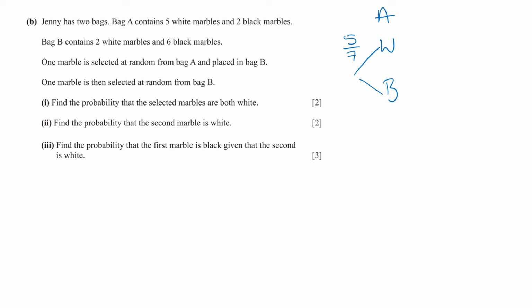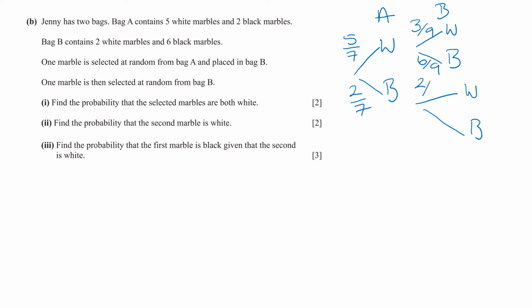From bag A, we're going to select either a white marble or a black marble. 5 white, 2 black. We then go to bag B. We've just put a white in, which means that 3 are white and 6 are black. But on our second branch of the tree, we've put in a black. That means we only have 2 white, but we have 7 black.